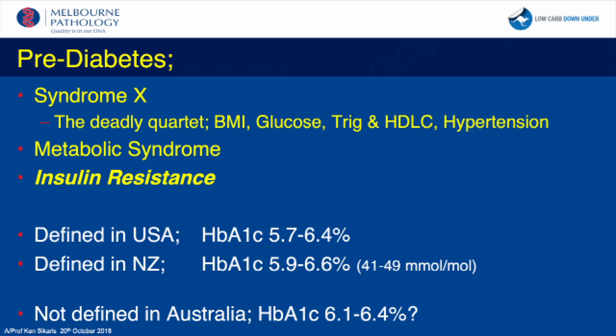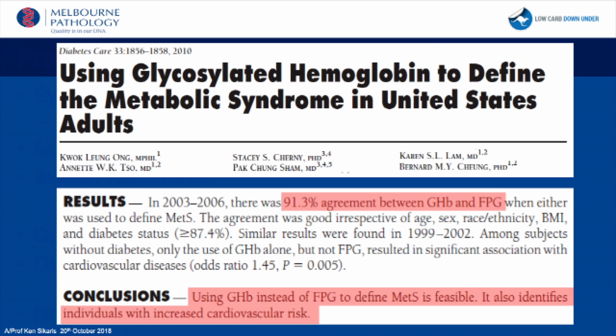Now, in various parts of the world, we have defined pre-diabetes by A1C. In America, if you've got an A1C between 5.7 and 6.4%, you're considered pre-diabetic. In New Zealand, because they like to be a bit different, it's 5.9 to 6.6%. They're much more pragmatic about these numbers. In Australia, we don't say anything. We say, well, it could be around 6. We're not sure. So can hemoglobin A1c predict metabolic syndrome?